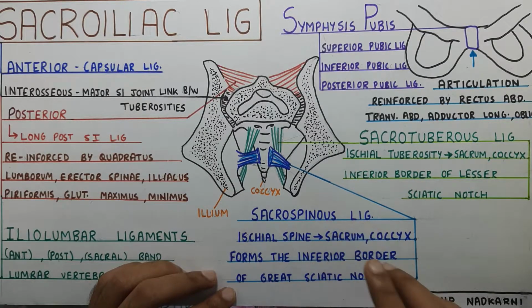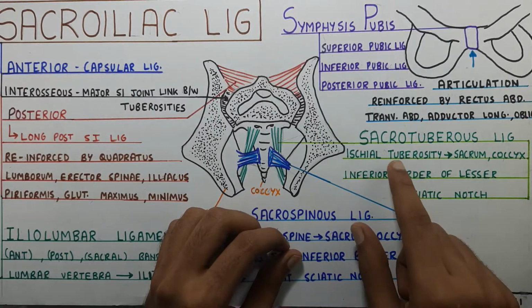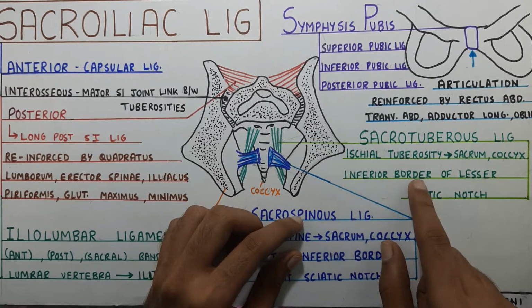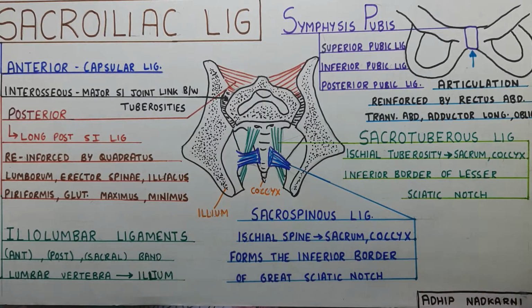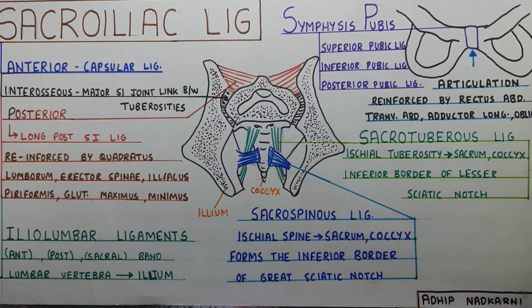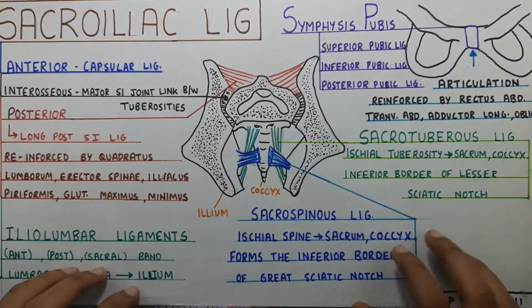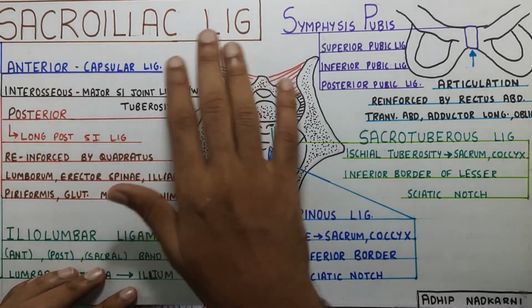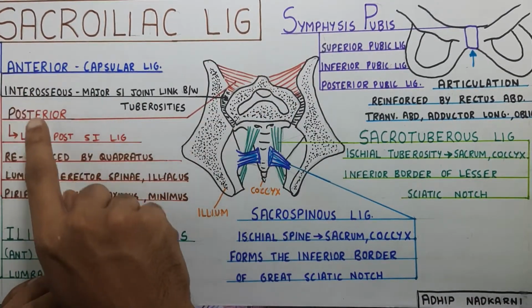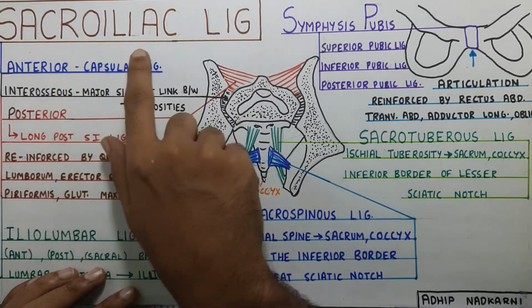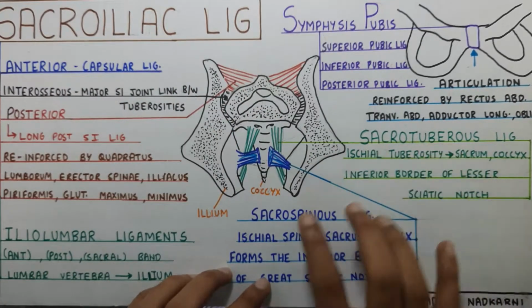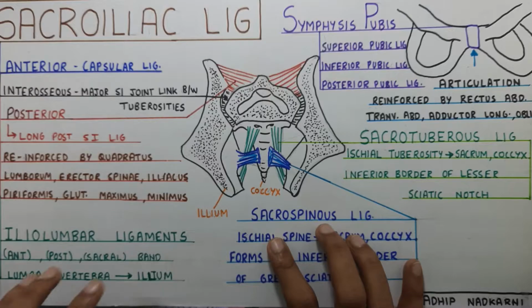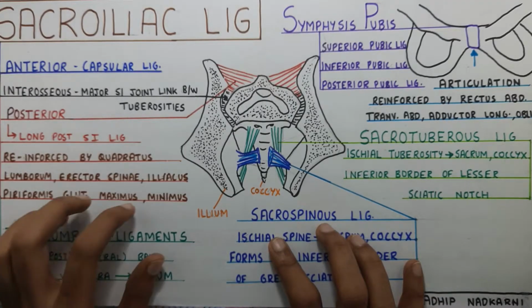Now the sacrospinous ligament forms the inferior border of the greater sciatic notch, whereas the sacrotuberous ligament forms the inferior border of the lesser sciatic notch. Structures like the piriformis, pudendal nerve, artery and other nerves pass through this sciatic notch, so that is the significance of it. So that's all we have for the ligaments under the sacroiliac section: the anterior, posterior and interosseous sacroiliac ligaments, and then the sacrotuberous and sacrospinous. And then in the lumbar region, there are the iliolumbar ligaments.